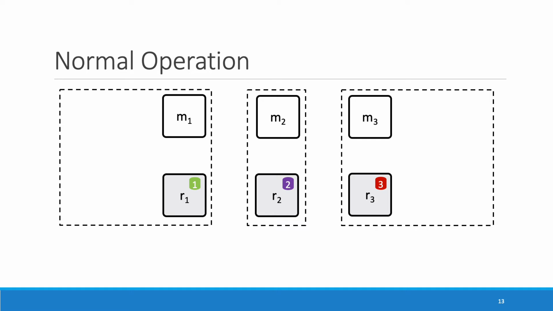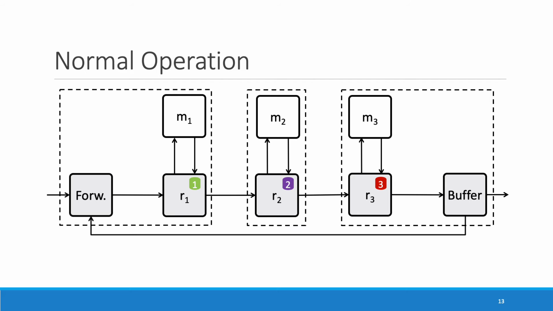In addition, FTC adds 2 other components, a forwarder and a buffer. I will discuss their purposes later. FTC components communicate as shown.